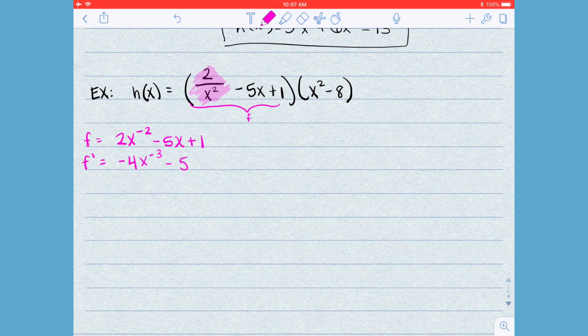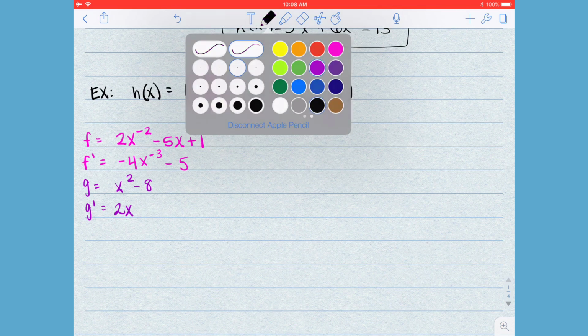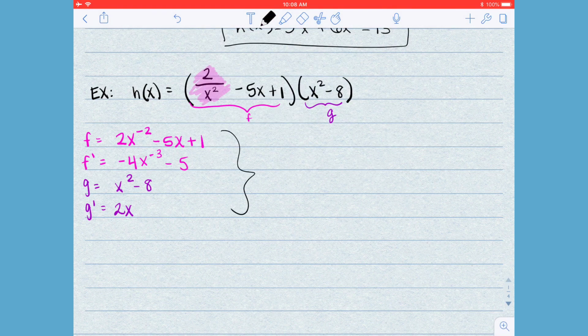Yes, sorry. I was trying to think about that. I was like, is that correct? That is correct. Okay. And then I have my g function. I'm going to identify that as the other portion, and that is x squared minus 8. And so my g prime is going to be equal to 2x. And now I'm going to plug everything together.